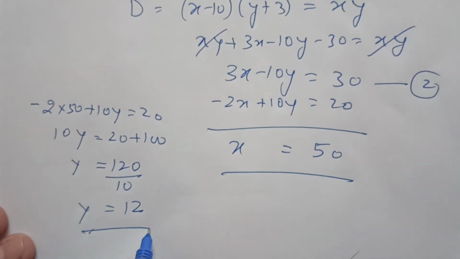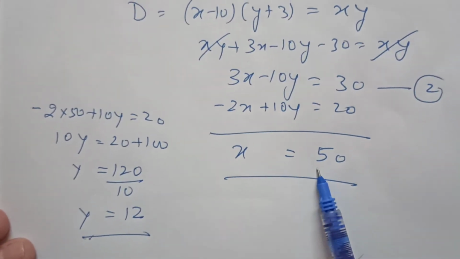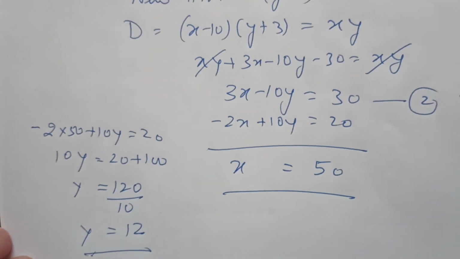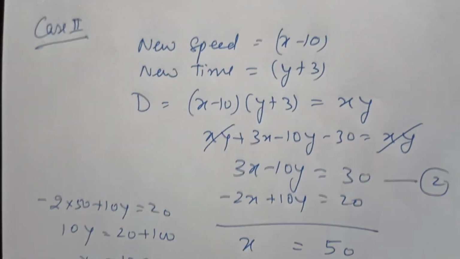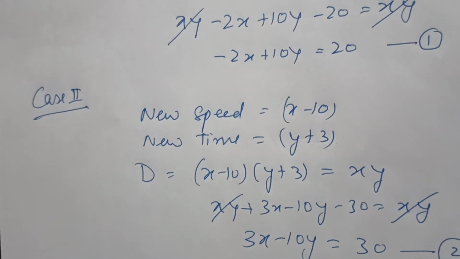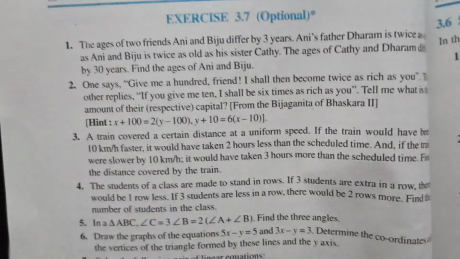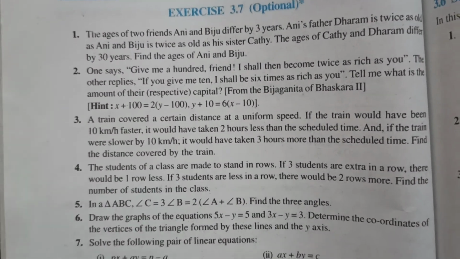So dear students, we have got that the original speed is 50 km per hour and the original time taken is 12 hours. So this is a question where we have to use the speed is equal to distance upon time relationship. Moving on to the fourth question of this exercise, another different question.